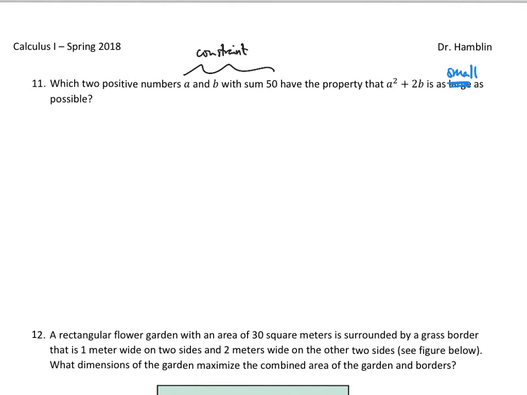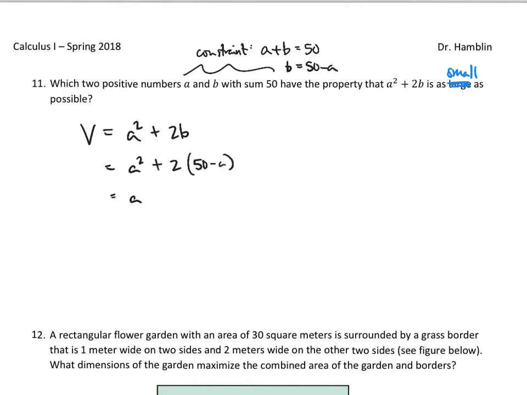This tells us that the constraint here is that a plus b has to equal 50. And our goal is to minimize the value of a squared plus 2b. So I'll call it v for value. But a squared plus 2b, that's the thing that we want to make as small as possible. So we're going to use our constraint to eliminate one of those two variables. I'm going to go ahead and solve this for b. I'm going to write it as b equals 50 minus a. And when I substitute that in, I get a squared plus 2 times 50 minus a, which gives me a squared plus 100 minus 2a. That's the value that I'm trying to minimize.